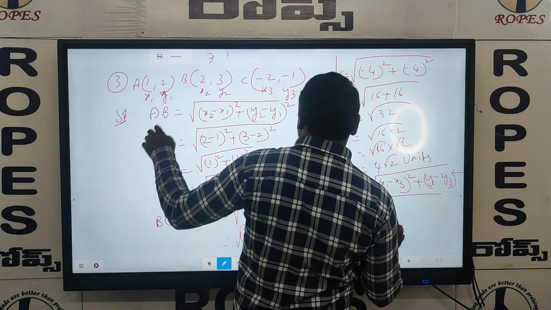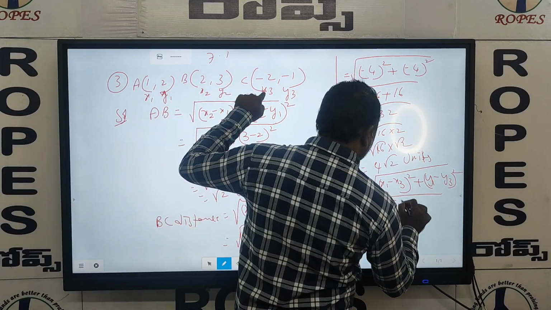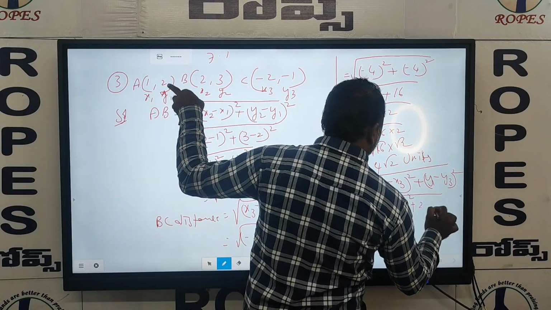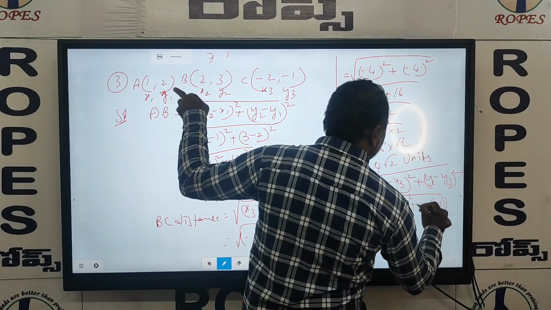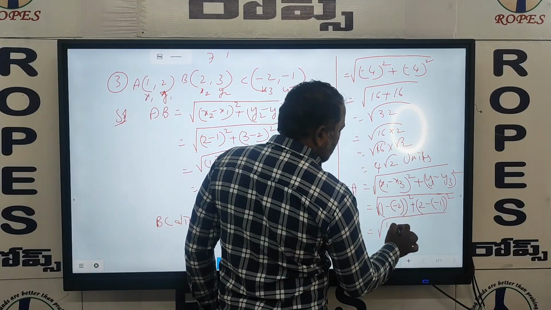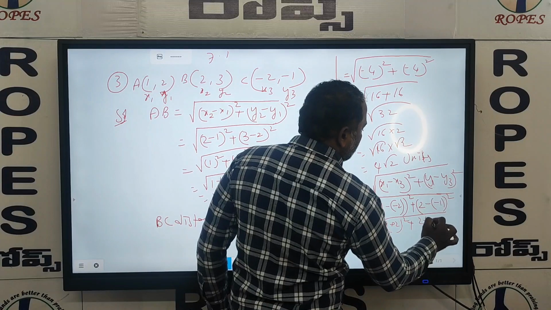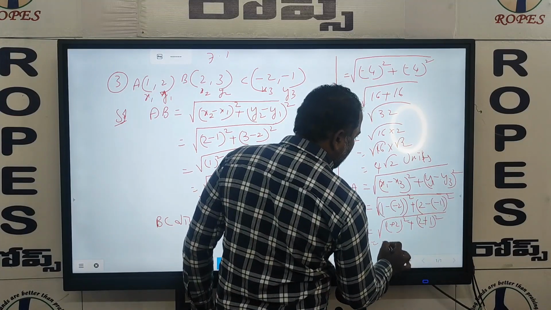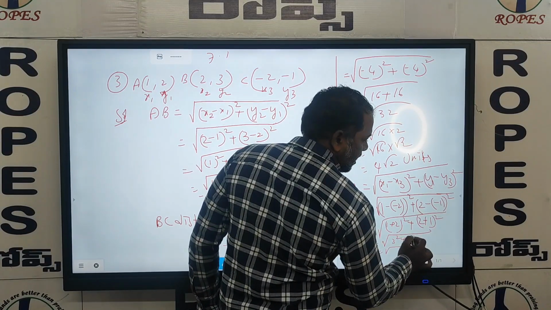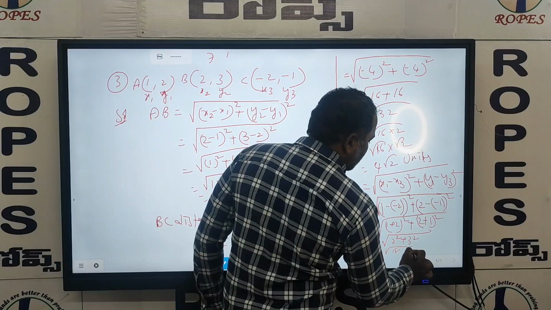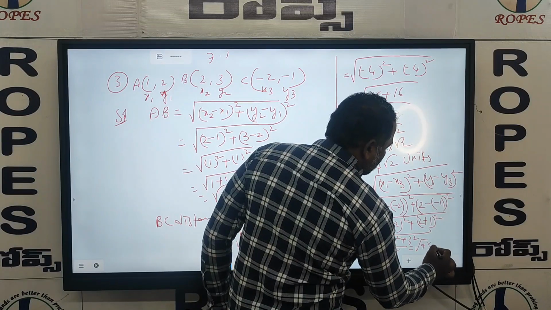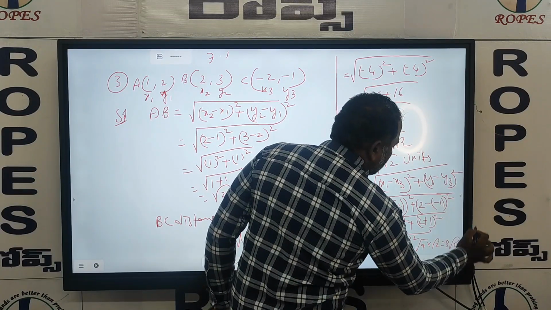A is (1 minus of minus 2) whole square plus (2 minus of minus 1) whole square. This is the value substitution. Now here (1 plus 2) whole square, (2 plus 1) whole square. Then finally we will get 3 square plus 3 square. 3 square is 9, 9 plus 9, so root 18. That we can write as root 9 into root 2, which is equal to 3 root 2 units.